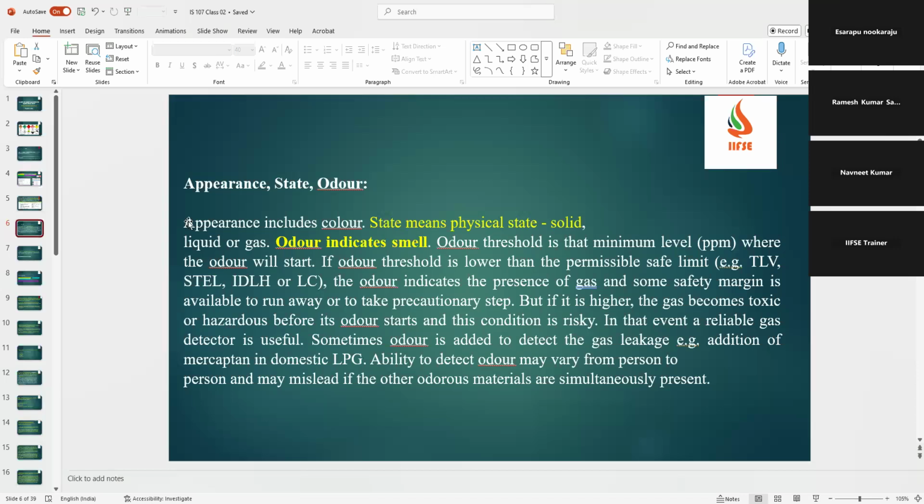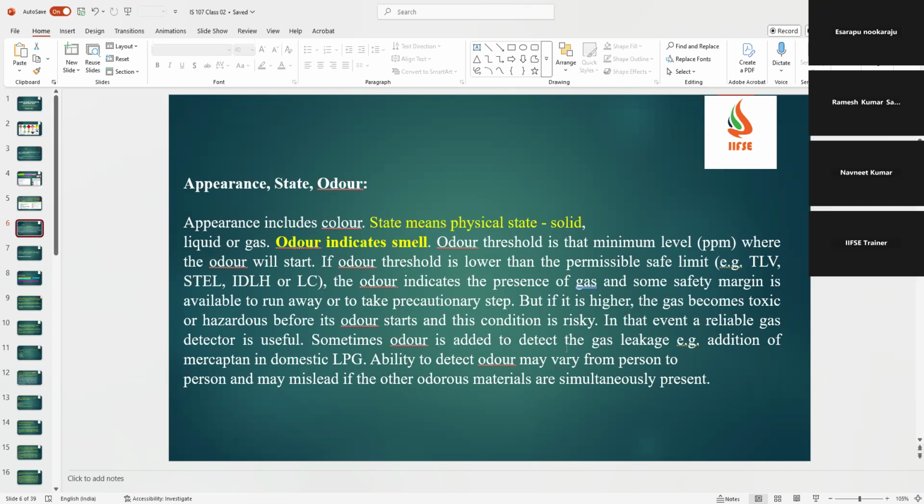Sometimes what will happen? Nitrogen. If nitrogen is leaking in a closed atmosphere, what will happen? It is odorless, so your life will be at risk. In that event, reliable gas detectors are useful.